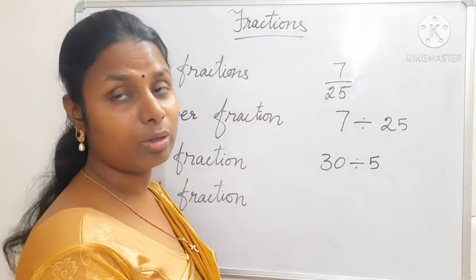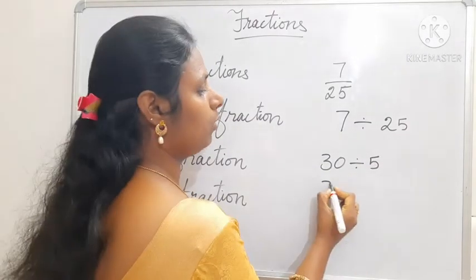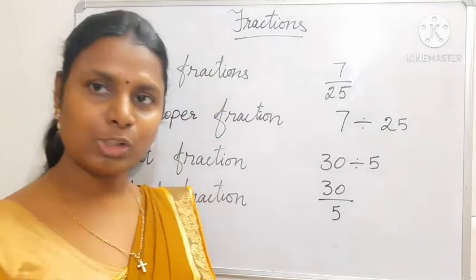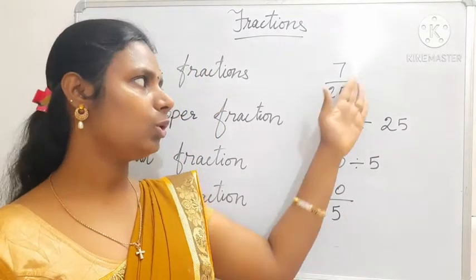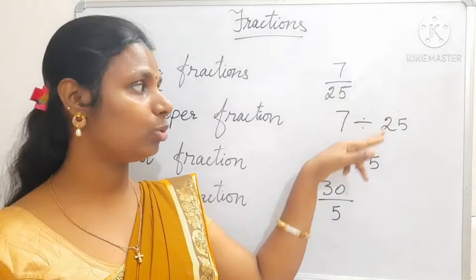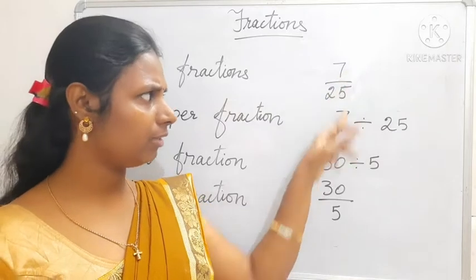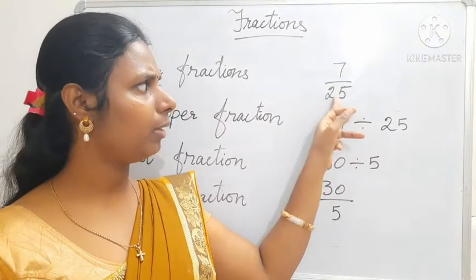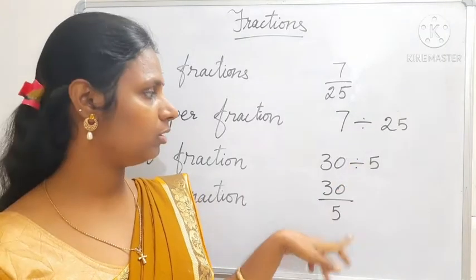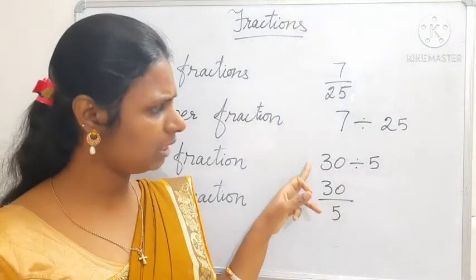If you have 30 divided by 5, now you are going to write it as a fraction. So what will you write? 30 by 5. Understood? It is very simple. When you change from fraction form to division form, just write the numerator divided by the denominator. That's all. When you change division form into fraction form, the same thing.